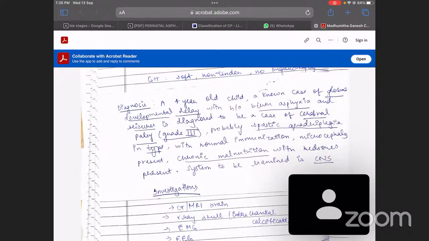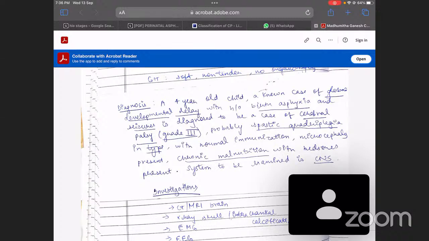So it's a 4-year-old child, a known case of GDD, with more than two domains affected, with a significant birth asphyxia in the natal history and seizure during the postnatal period, diagnosed to be a case of cerebral palsy, probably spastic quadriplegia because the spasticity is seen in all upper limb and lower limb in equal condition, with normal immunization. Microcephaly, yes, it is 46 centimeter, which is less than 3% for that particular age. Chronic malnutrition with bed sores present.